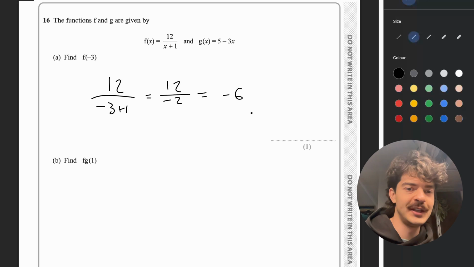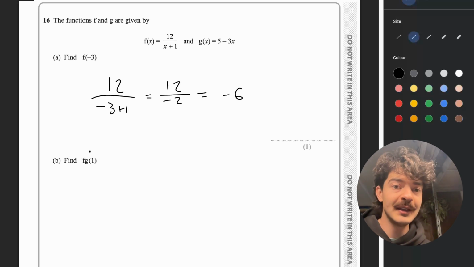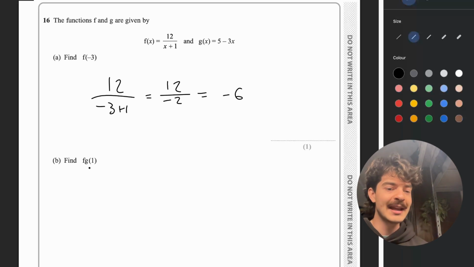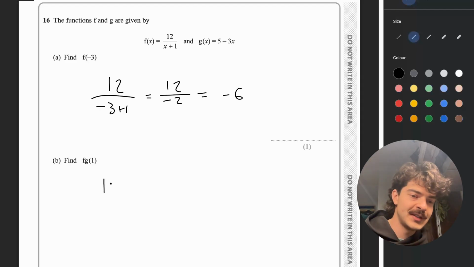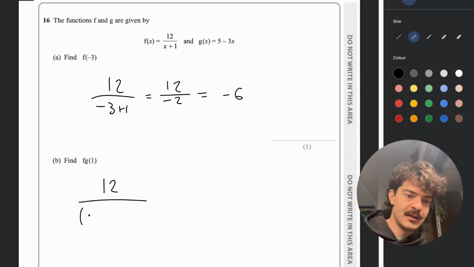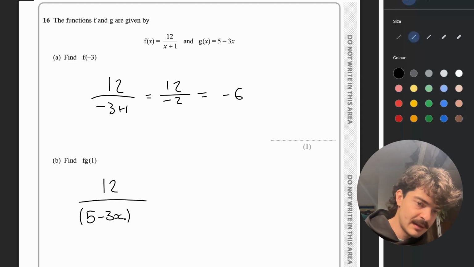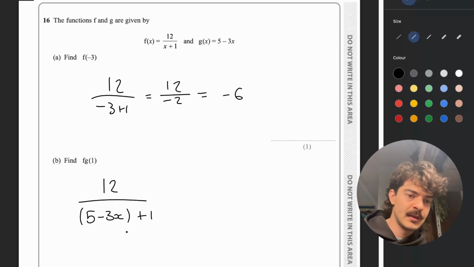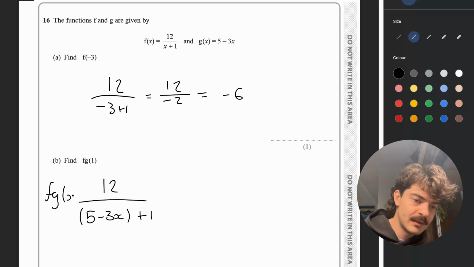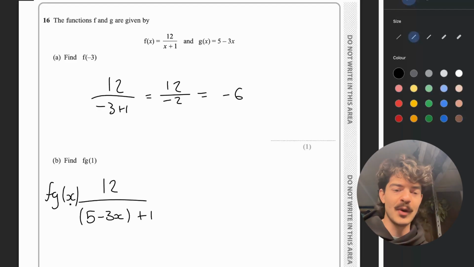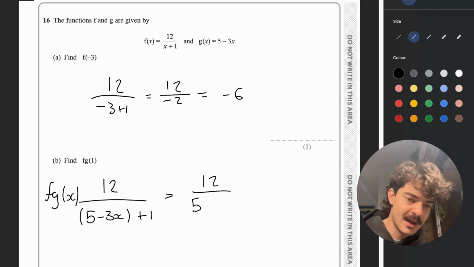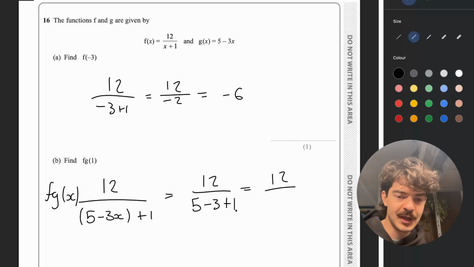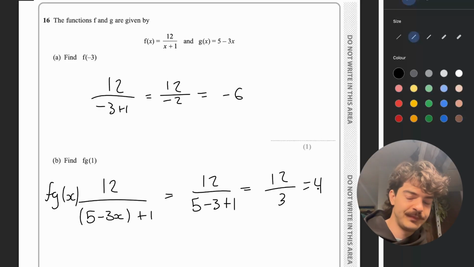Find f of g of 1. F of g is what happens when you replace the x value in f with the function g. In other words, 12 over 5 minus 3x plus 1. This is f of g of x. And now we're thinking about what happens when I replace that x value with 1. I would get 12 over 5 minus 3 plus 1, which is the same as 12 over 3, which is 4.